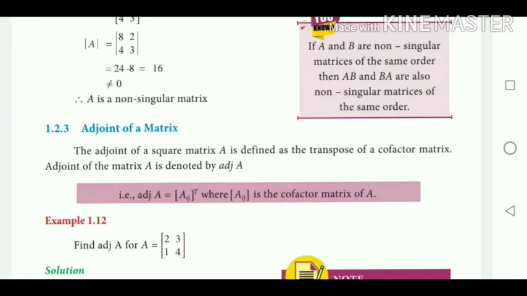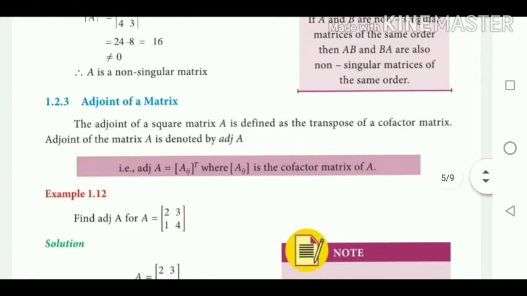The adjoint of a square matrix A is defined as the transpose of the cofactor matrix. The adjoint of the matrix A is denoted by adj A. That is, adj A equals the transpose of A_ij, where A_ij is the cofactor matrix of A. So first you find the minor, then the cofactor matrix. If you find the transpose of that cofactor matrix, that is the adjoint of the matrix.